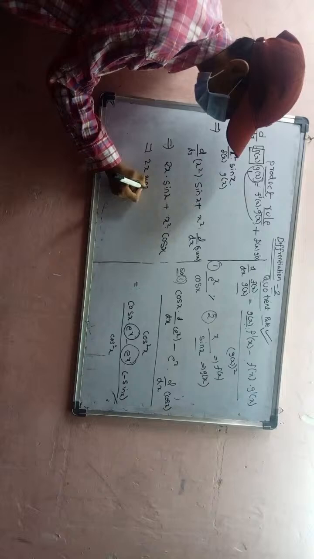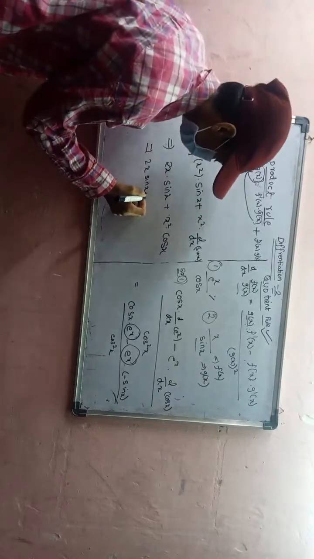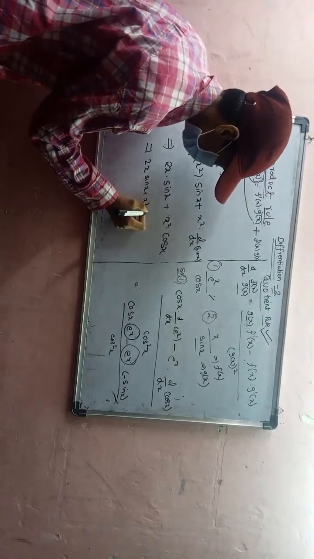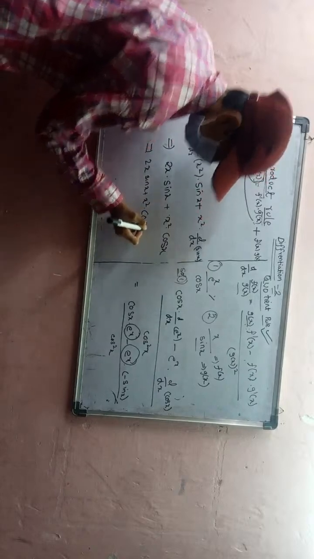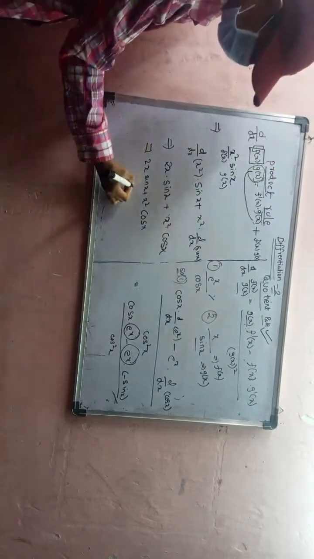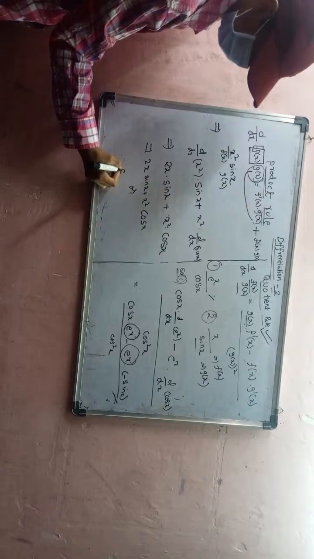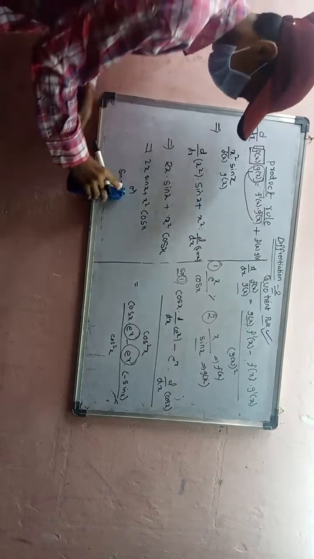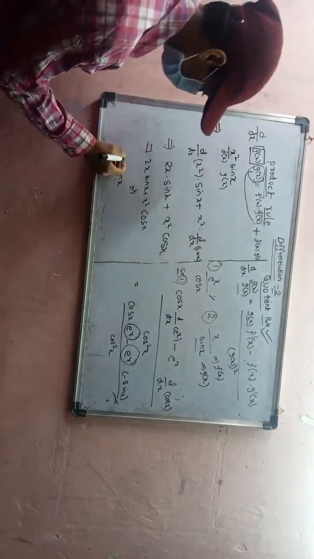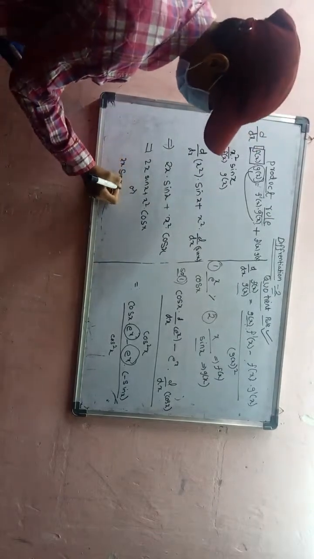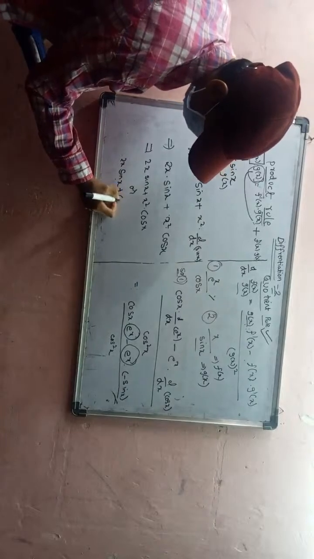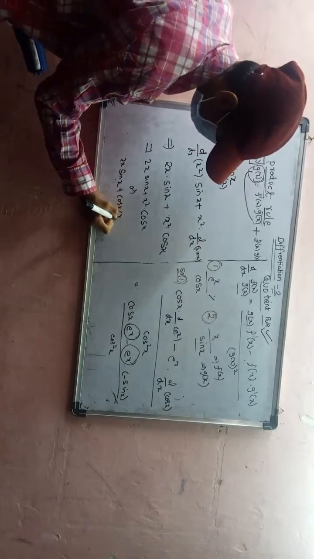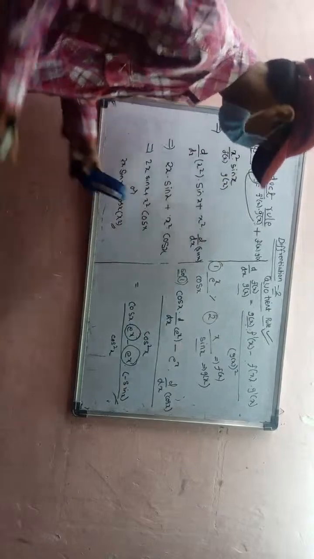Clear? So here if you do this you will get 2x sin x plus x square into cos x, or cos x into x square. Okay, or you can write sin x into 2x, or 2x sin x plus cos x into x square. This is also a correct answer. Okay.